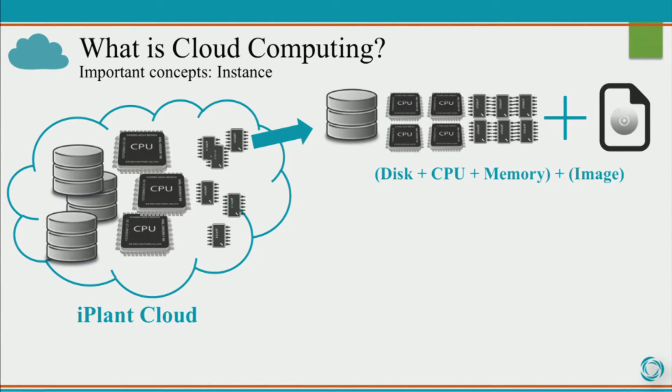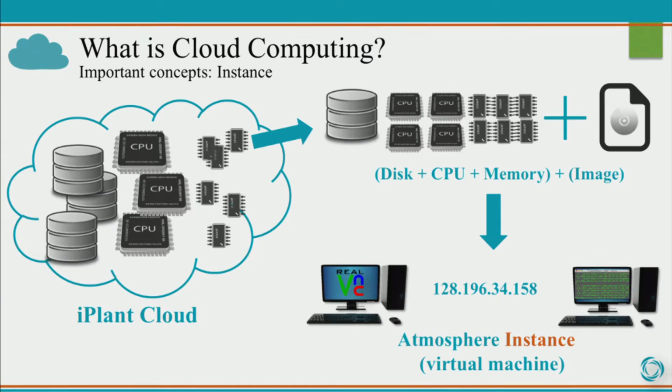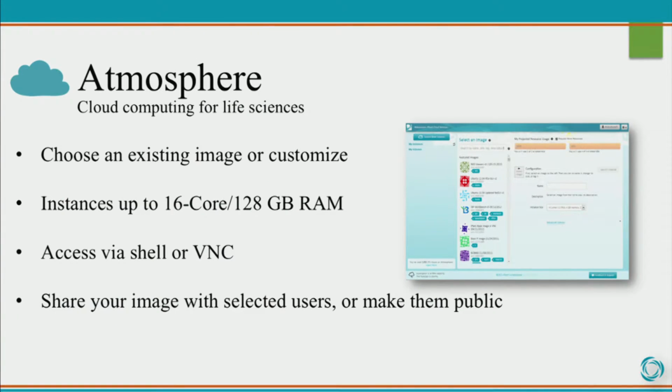And then you're also going to take an image, which you select from our catalog, or eventually you can create your own, and then you make them into an instance, which is a virtual machine. This is a computer that's for your use, residing at iPlant, which you can do anything with, and it's a virtual machine. So what can you do? Well, first let me just talk about the Atmosphere system, and I'll give you some examples.